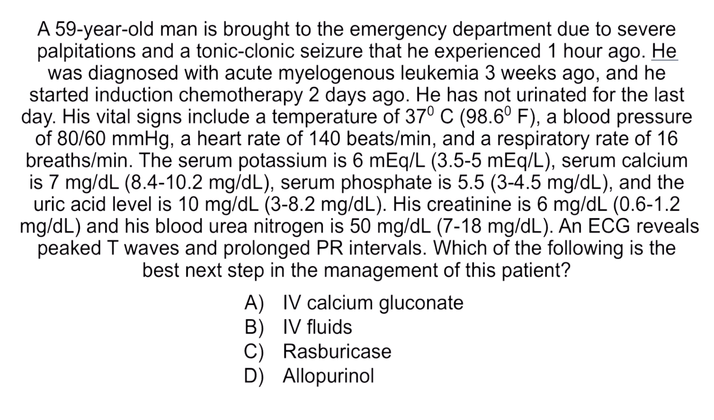A. IV calcium gluconate, B. IV fluids, C. rasburicase, or D. allopurinol. All right, this patient is presenting with palpitations, likely due to hyperkalemia, seizures, which is likely due to hypocalcemia, and an acute intrarenal kidney injury, likely due to hyperuricemia.